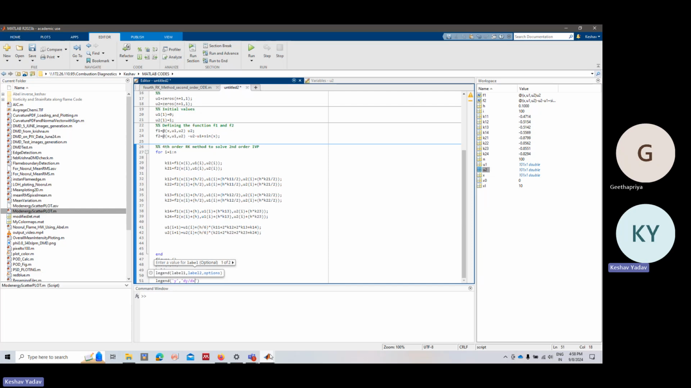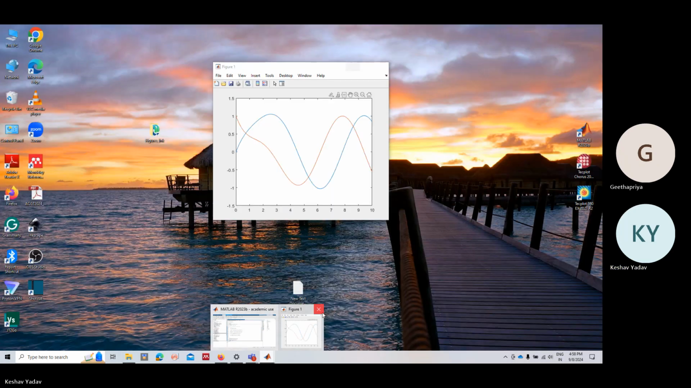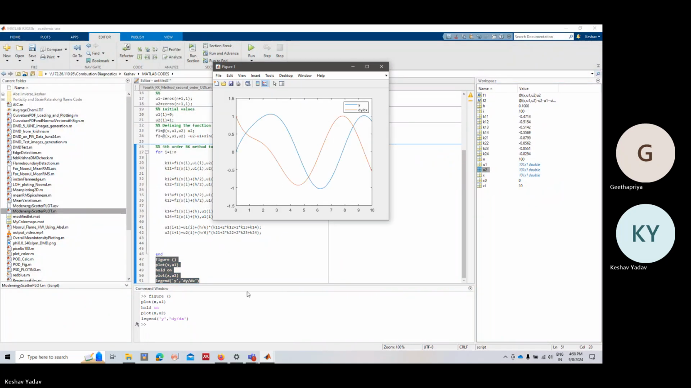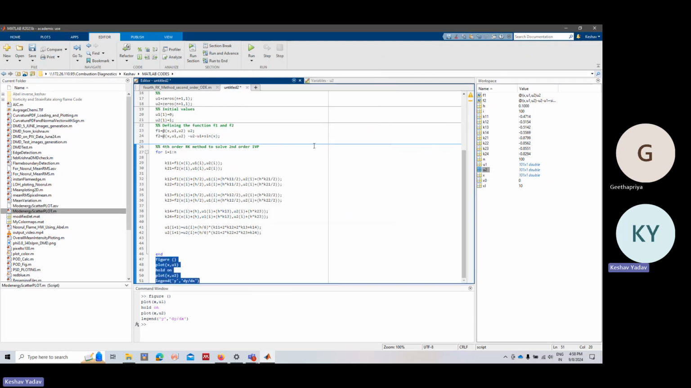Now if I close the figures and plot again, see, the blue one is my Y. At 0, Y is 0. And this orange one is my dy by dx. At x equal to 0, Y prime is 1. This is the initial condition. So this is the plot we will get. I hope you have understood whatever we have written.